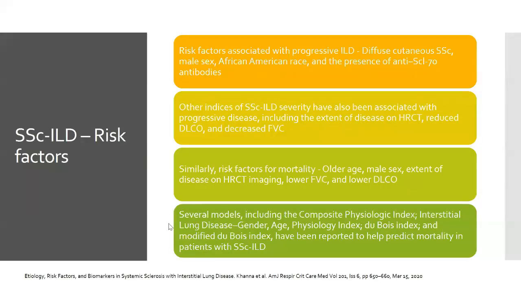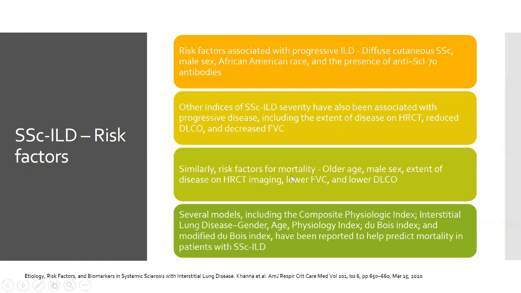Some of the risk factors for patients at risk are a little different. The risk factors for patients who develop progressively worsening ILD include patients with diffuse scleroderma. They have a high risk for progression. African-American males are at higher risk for progression. And what is synchronous with diffuse scleroderma is the presence of anti-Scl-70 antibodies; these patients are at risk for progressive ILD.